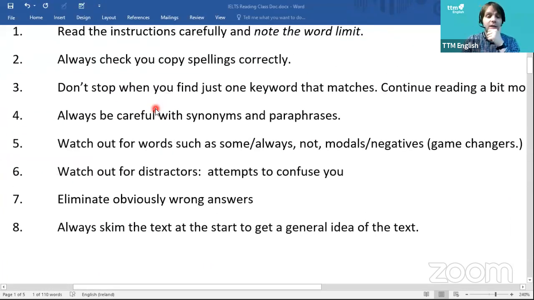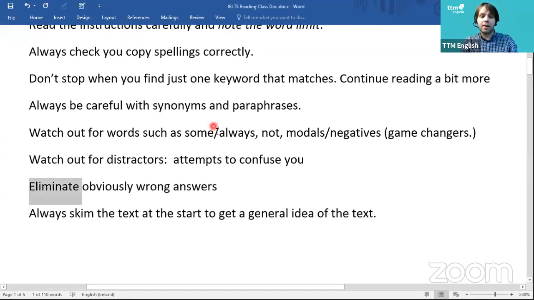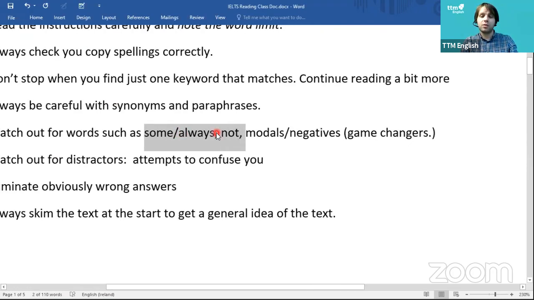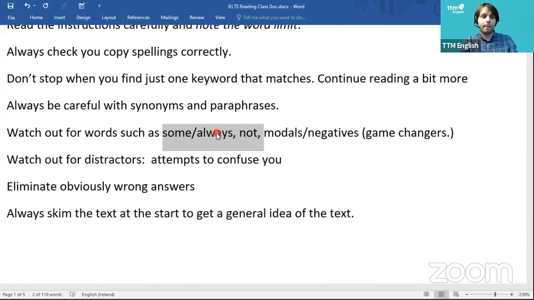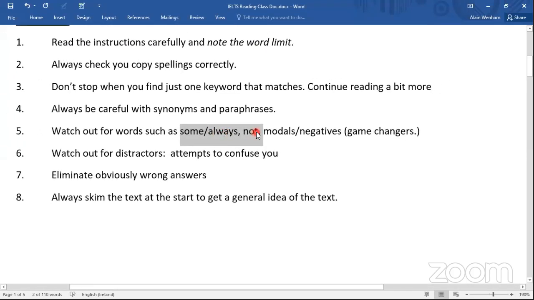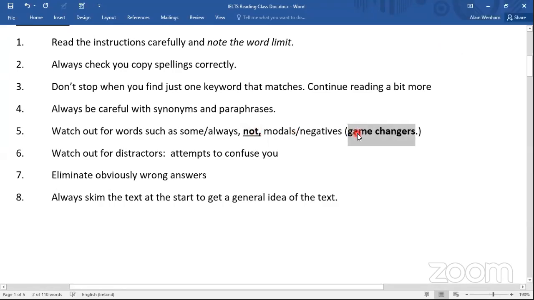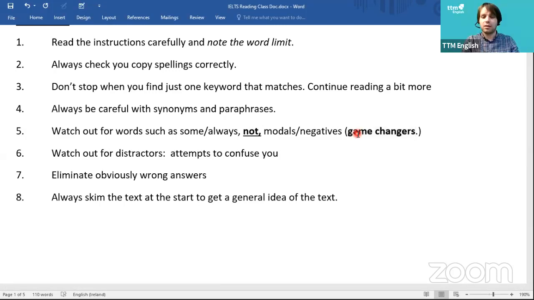Okay, Vita. Why are words like some, always, not, why are those so important? It's a difficult question. Well, this one, why is that a really important word in IELTS reading? It's a game changer. Okay. Why is it a game changer? Any ideas?